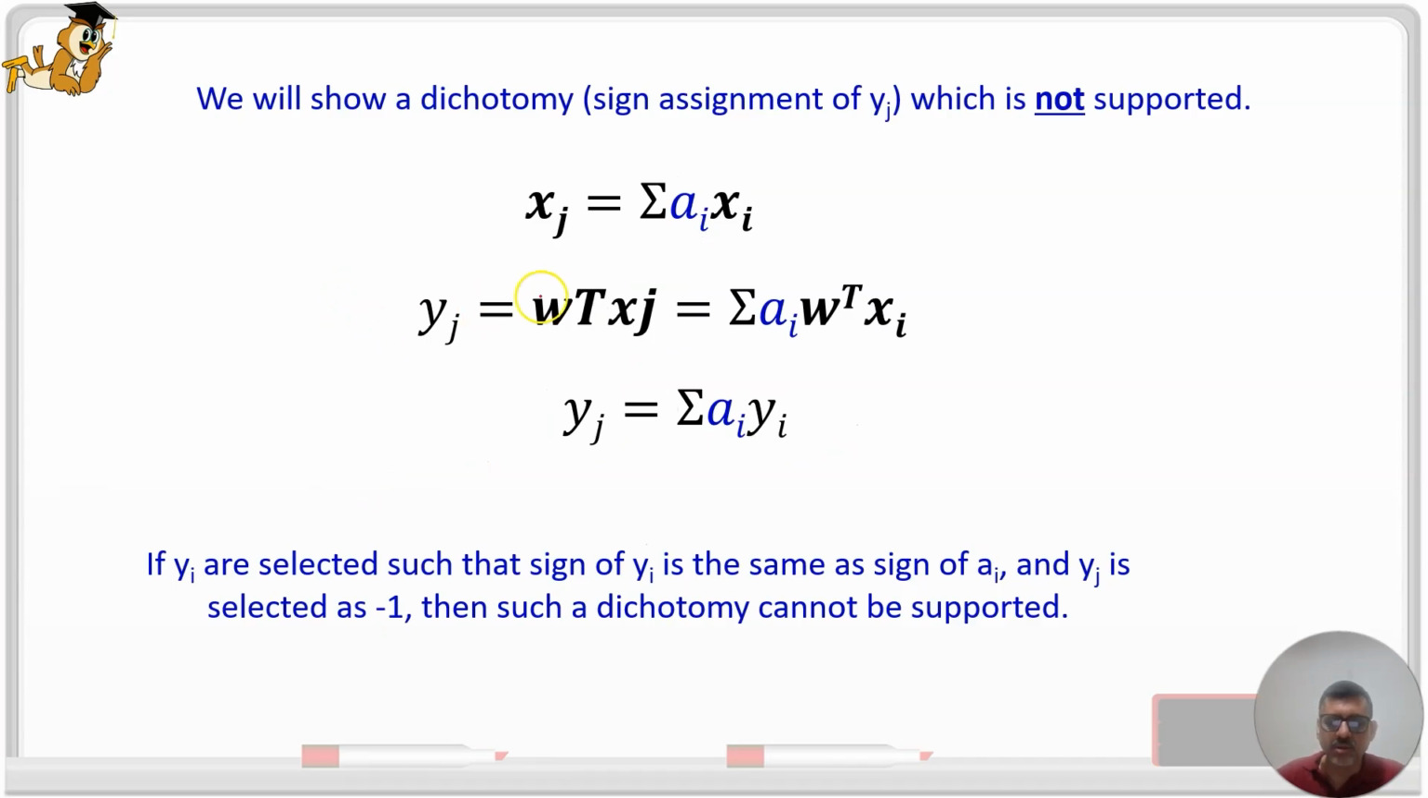Okay, sorry about this. This should be a transpose and this has to be a subscript, but I think this is pretty clear.